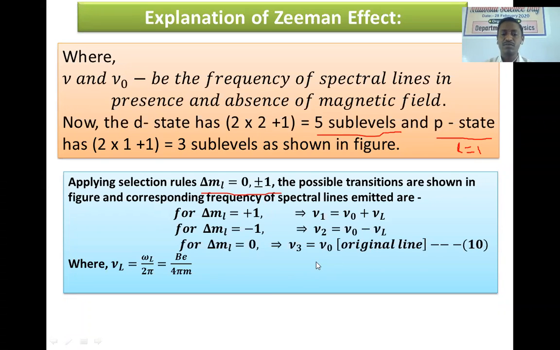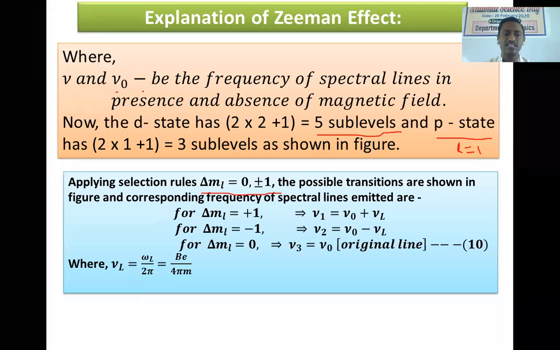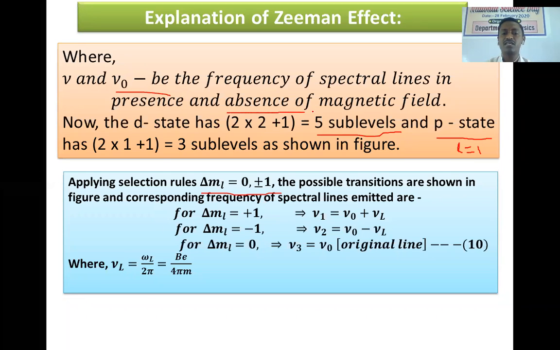But as its frequency is similar to the original line, because we know here nu 0 is the frequency of the original line, the frequency of the spectral line in absence of magnetic field, that is the frequency of the original line. Okay, so we can say that in presence of the magnetic field three kinds of spectral lines are obtained, whereas in absence of magnetic field a single line having frequency nu 0 is obtained.